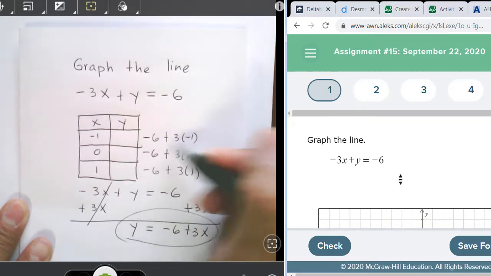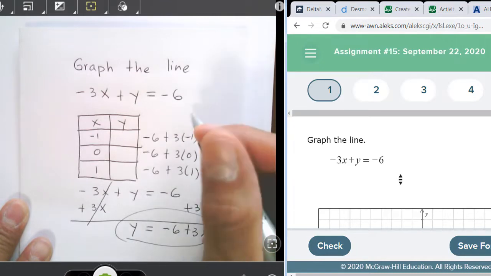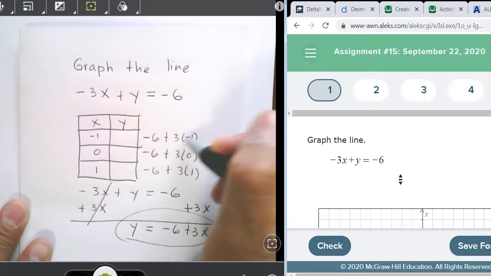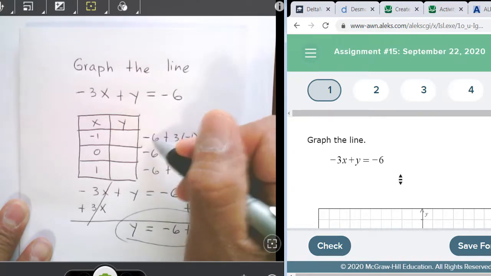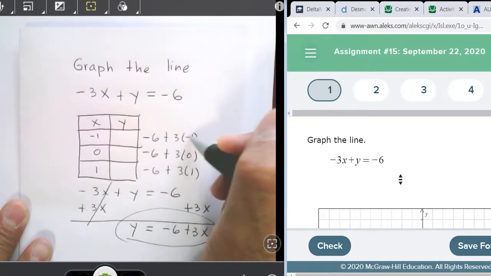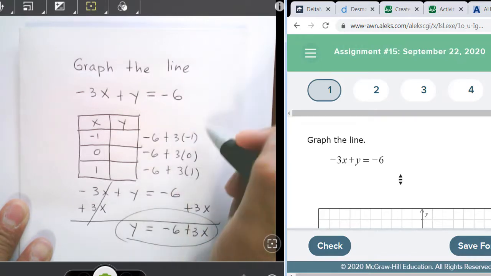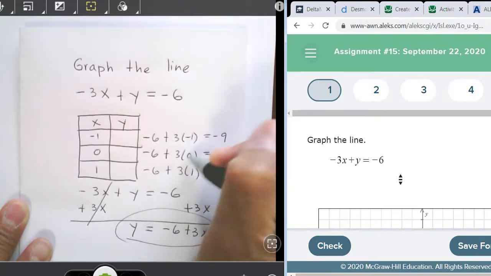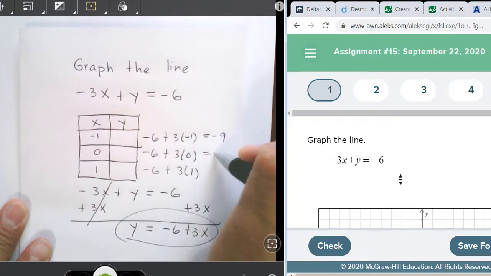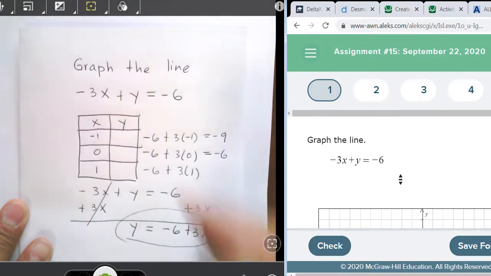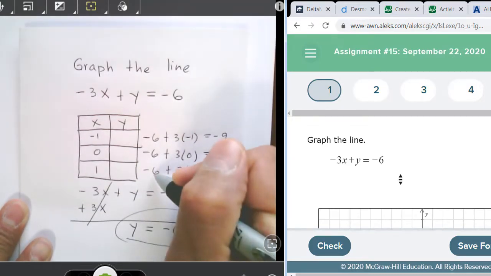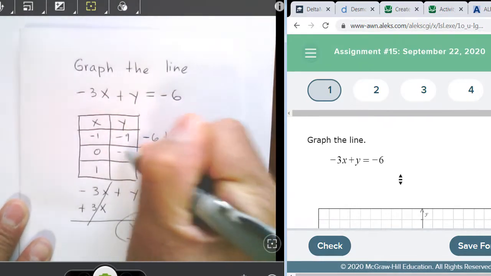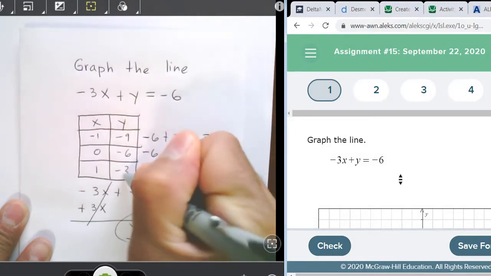Now we just solve this expression. You can use your calculator or just do the operations. We do the multiplication first before the addition. 3 times -1 is -3, plus -6, that gives us -9. 3 times 0, remember we do the multiplication first, is 0, plus -6, that's -6. 3 times 1 is 3, plus -6, that's -3. So the answers are -9, -6, and -3.